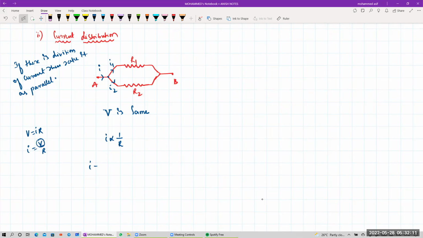I can write I is equals to your I1 plus of your I2 from the Kirchhoff first law. So incoming current must be equal to your outgoing current. Now if I need the value of your I1, see what I can write here? I1 is equals to, see how am I writing?